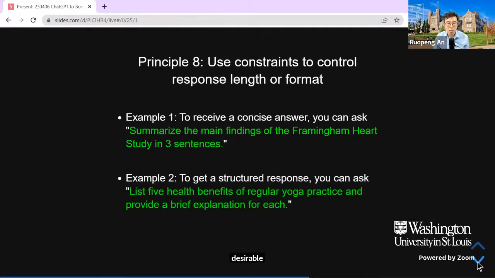And if you want to get a structured response, you can ask, list 5 health benefits of regular yoga practice and provide a brief explanation for each. It's going to give you a bullet-like response. And for each health benefit, it's going to give you a brief reason.